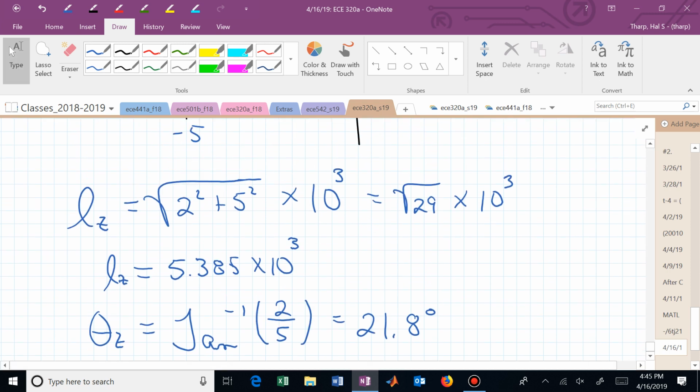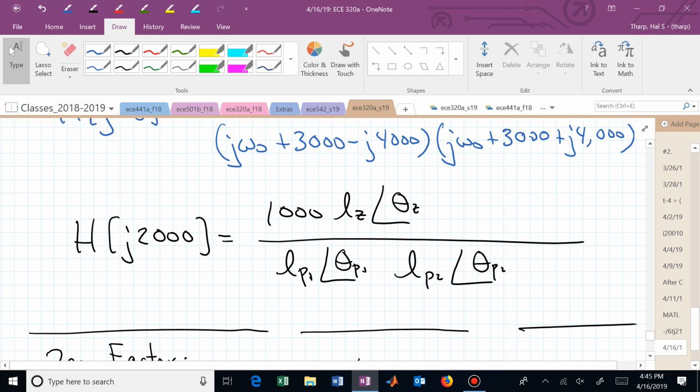And if you put all of those pieces together, how do you combine your angles? You have all the zero angles summed up, and you subtract all of the pole angles. How do you combine the lengths? You just multiply and divide. And that gives you H of j2000. And once you have that, you know how to use it to find the sinusoidal steady state. You take the magnitude and the phase to adjust your original input's sinusoidal waveform.